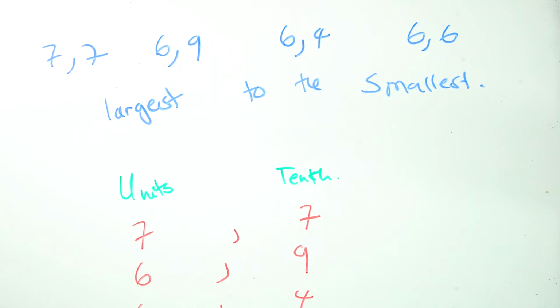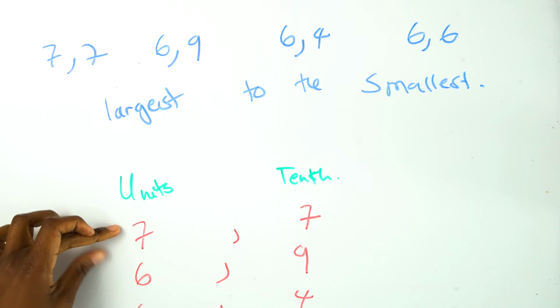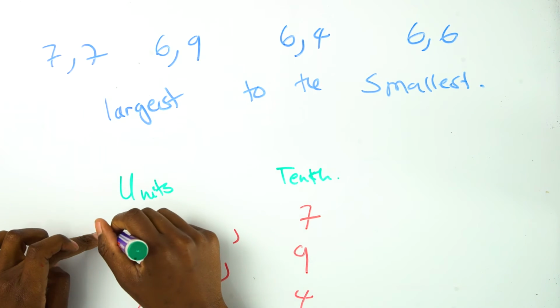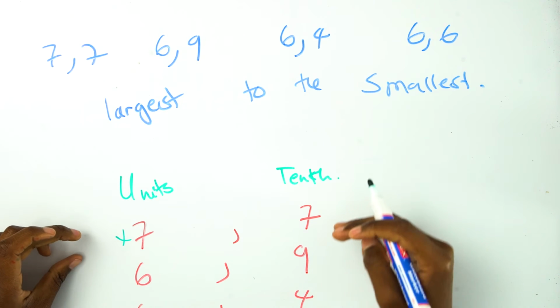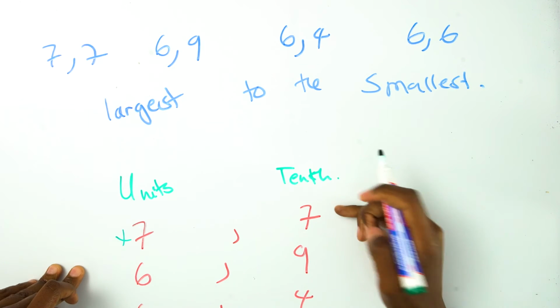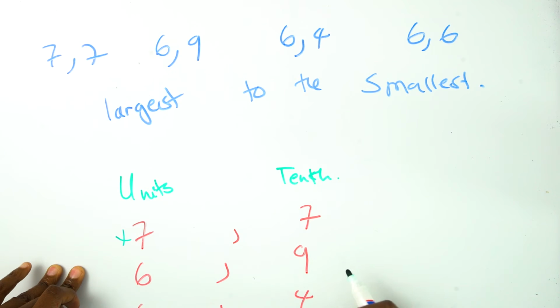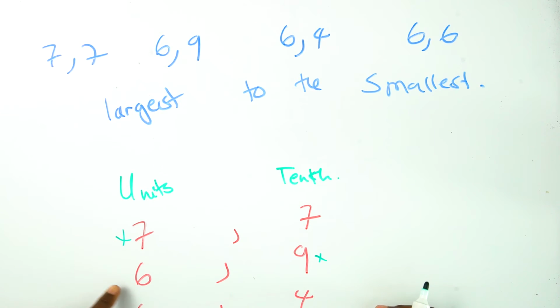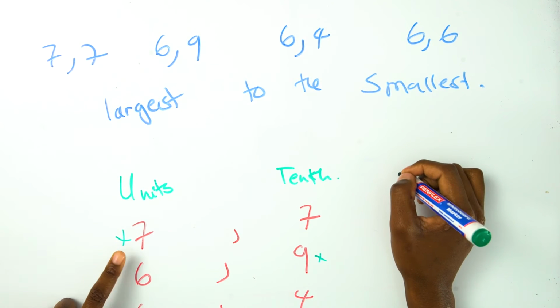So now we want to compare which one is the largest to the smallest. You first go to the units. The units here we have 6, 6, 6, and 7. Which one is the largest? That's 7. And then we come to the tens. We have 7, 9, 4, and 6. Which one is the highest is 9. But because the others have 6, which is smaller, automatically the 77 becomes the largest.